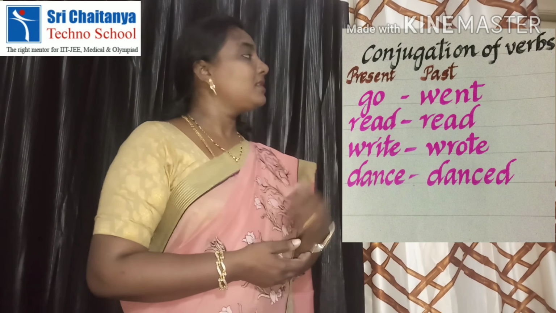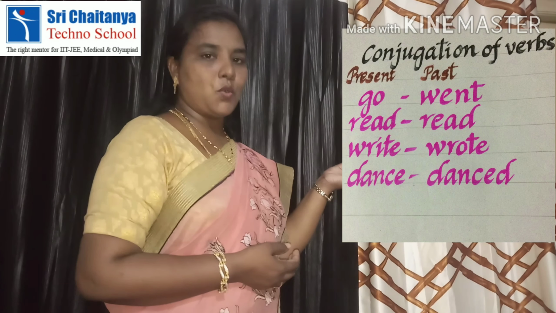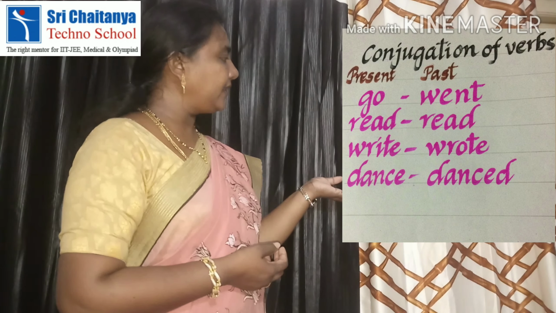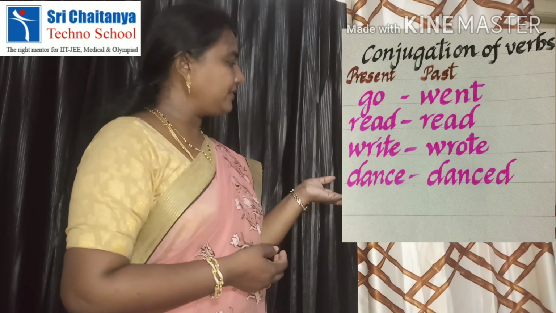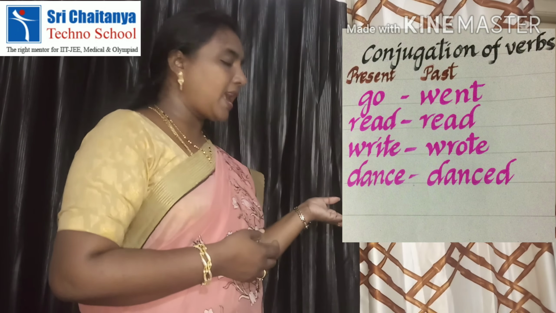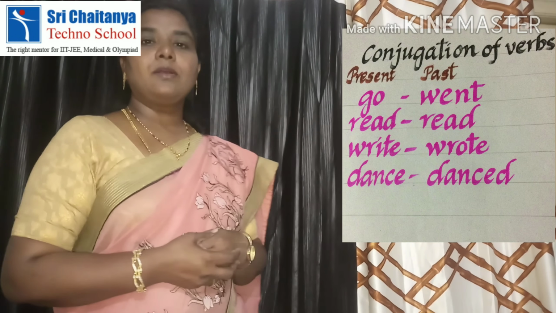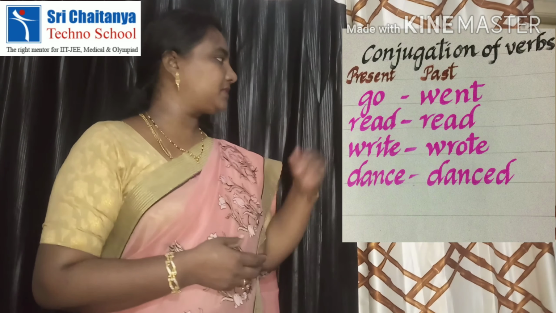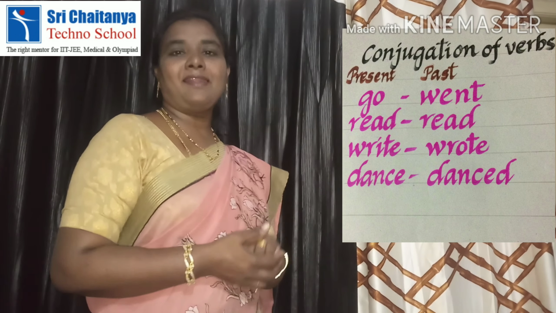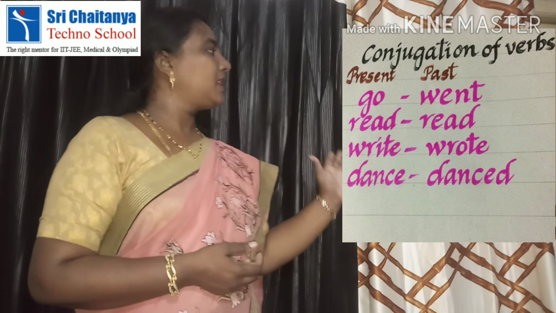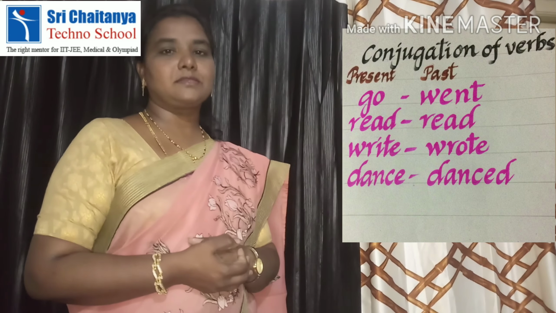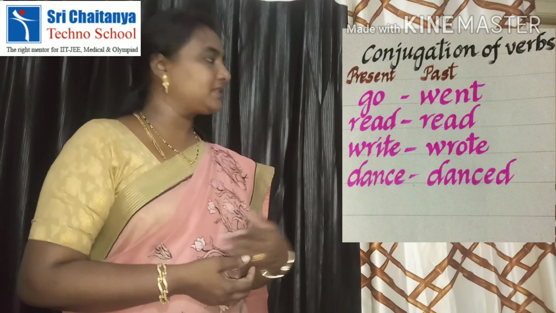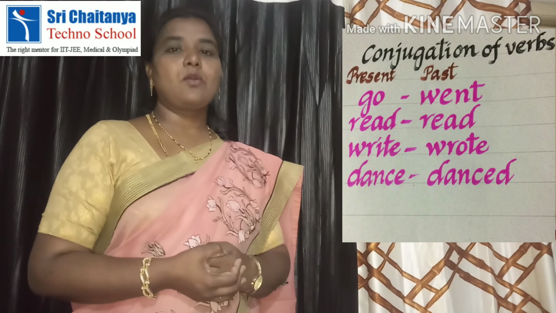So before going into the tenses, tense means time. So before teaching you present tense and past tense, let us look into the conjugation of the verbs, form of the verbs. Go, went, read, read, write, wrote, dance, danced. These are the conjugation of verbs. The verbs which are here are the present form of the verbs, and these are the past forms of the verbs.